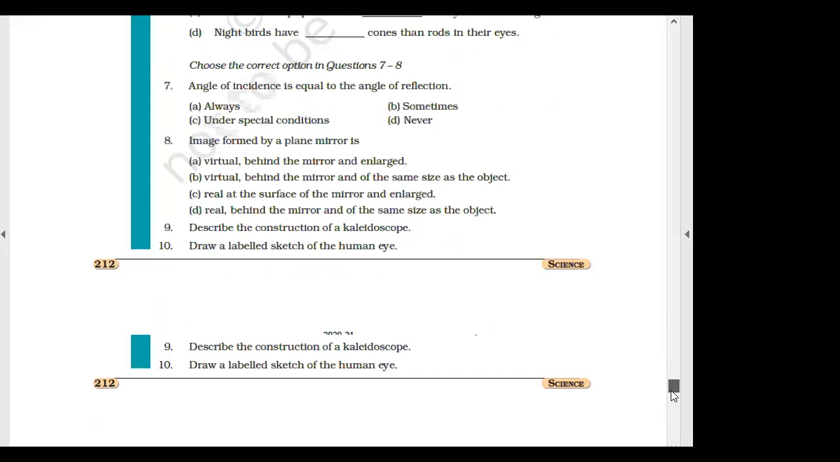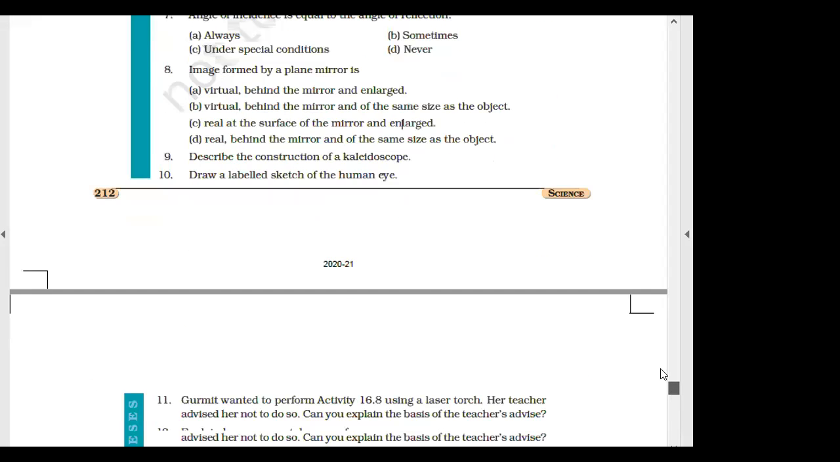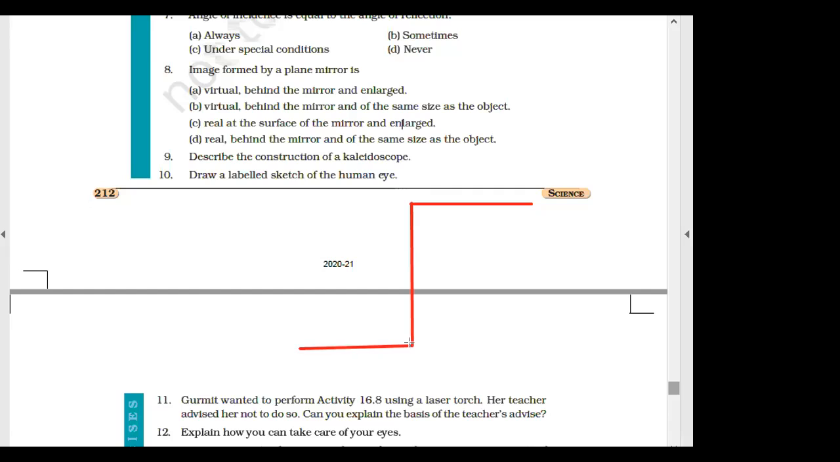Okay. Now, ninth one. Ninth one we can draw. Describe the construction of a periscope. Now, someone asked me why a periscope will have 45 degree. Yes or no? Let's see why it will have 45 degree. Now, suppose I'm having a mirror like this. This is the construction of a periscope.